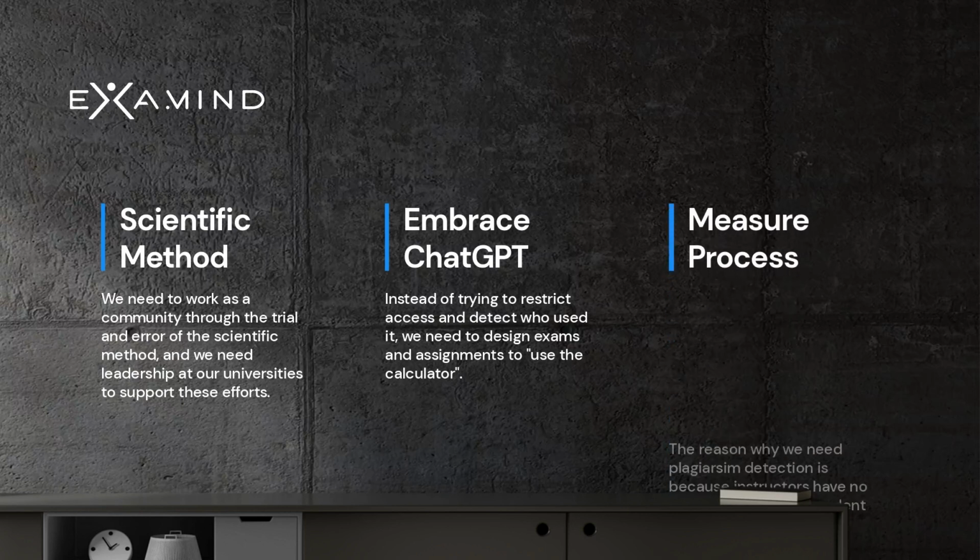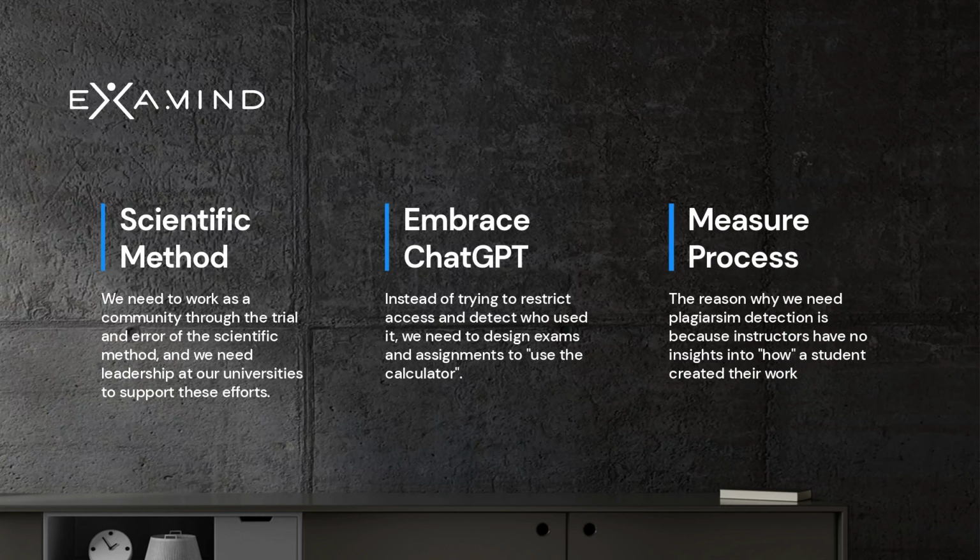Lastly, we need to acknowledge that one of the problems with essays today is that they only measure the final output of a student. The reason why we need plagiarism detection is because instructors have no insights into how a student created their work. At Examined, we think there is an opportunity to rethink integrity by building tools that focus on understanding the creation process instead of just the final product.